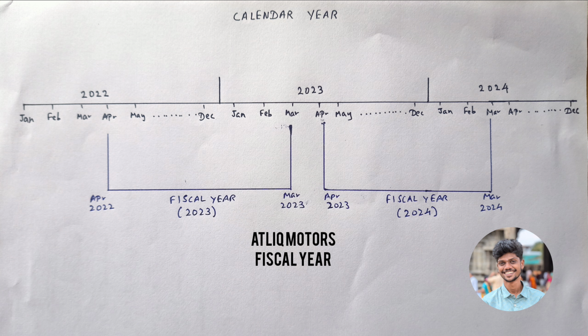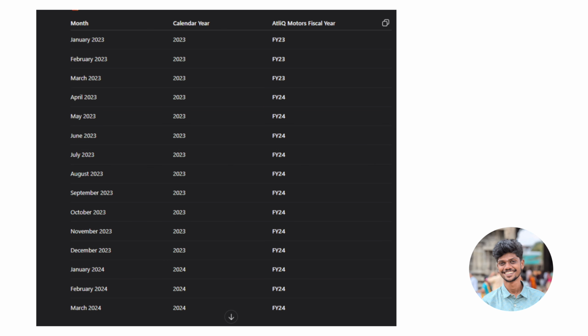And a fiscal year doesn't have to start in January, it depends on the company. In our case, AtliQ Motors follows a fiscal year that starts in April and ends in March of the next year. That means April 2022 to March 2023 is called fiscal year 2023. And the next fiscal year 2024 starts in April 2023 and ends in March 2024. Let me show you with a simple table.